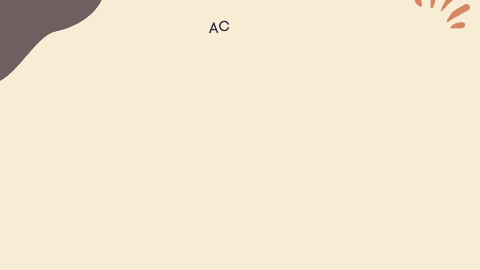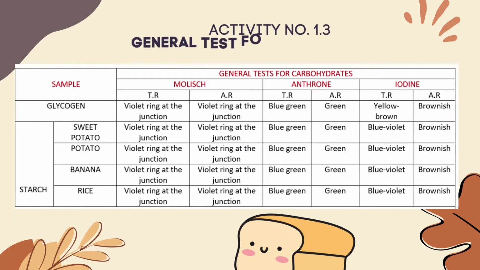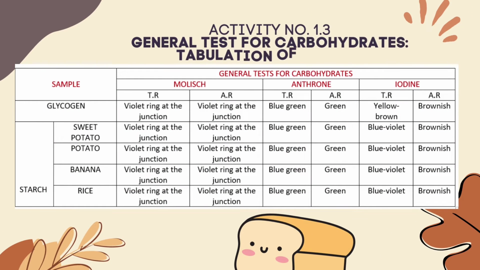The tabulation of results of the general test for carbohydrates. We'll go first to the Molisch test. The actual result we got was a violet ring at the junction for both the glycogen and the starches, which matched the theoretical result, which is a violet ring at the junction. For the anthrone, the actual result we got was green color for both glycogen and starches, which was different from the theoretical result, which is blue-green.